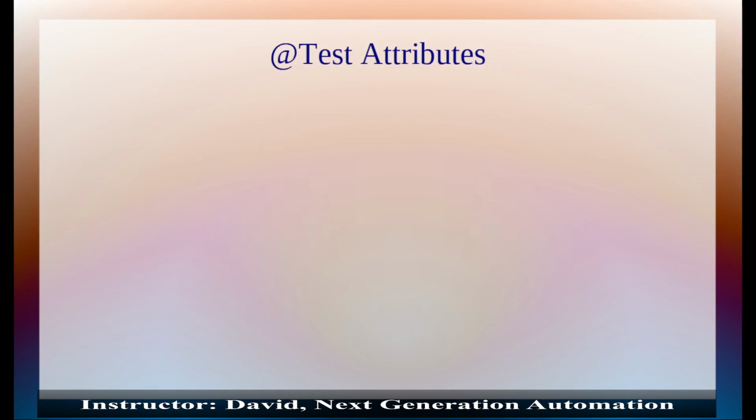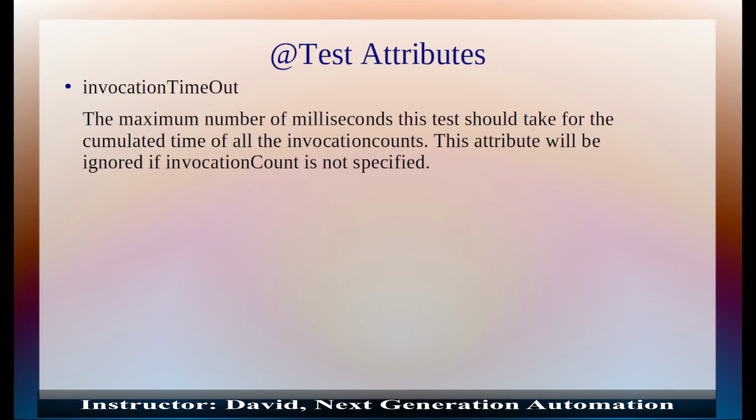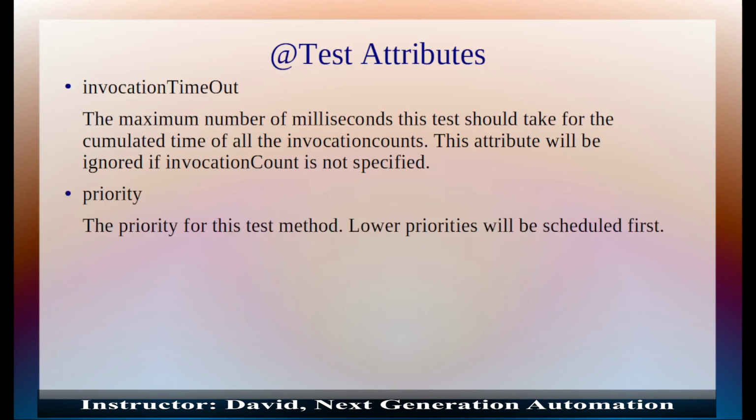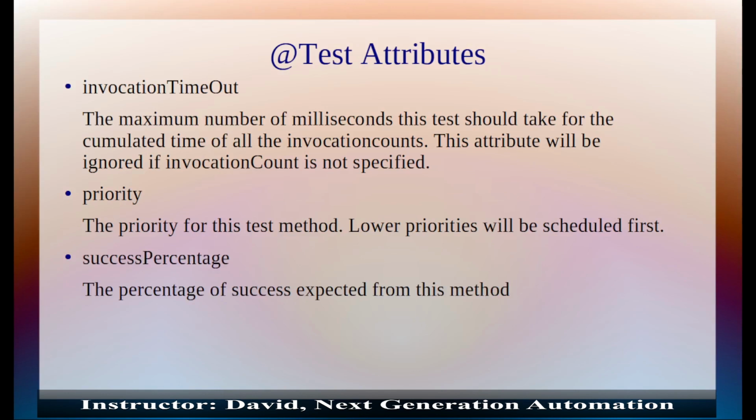Next set of attributes used by the @Test TestNG annotation are invocationTimeOut attribute. As part of this attribute, it defines the maximum number of milliseconds this test should take for the cumulated time of all the invocation counts. This attribute will be ignored if invocation count is not specified. Priority attribute. As part of this attribute, it defines the priority for this test method. Tests with lower priorities will be scheduled first. Success percentage attribute. As part of this attribute, it defines the percentage of success expected from this method.